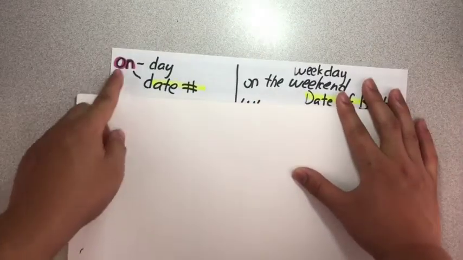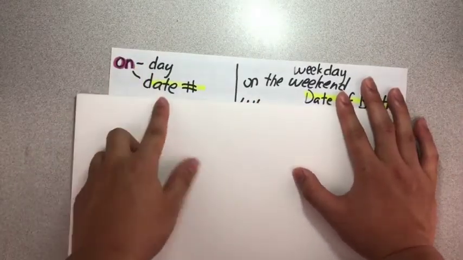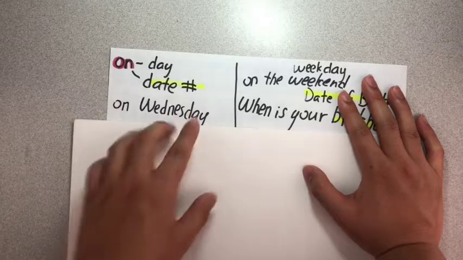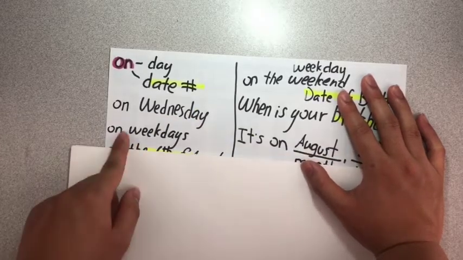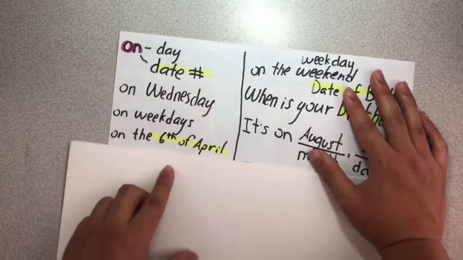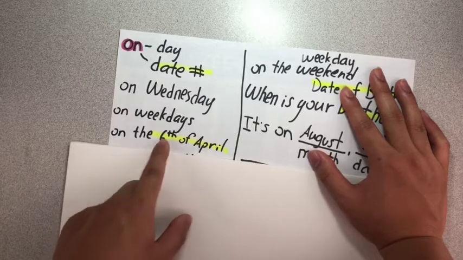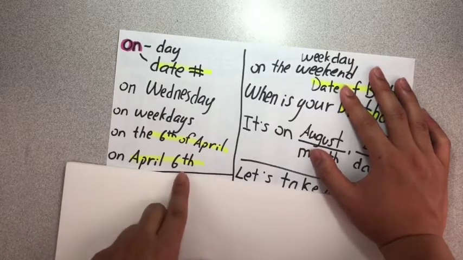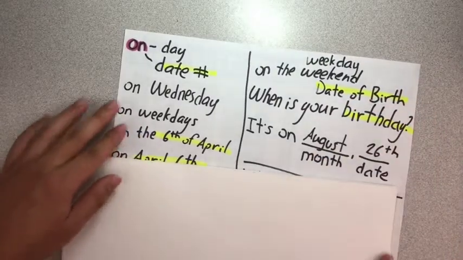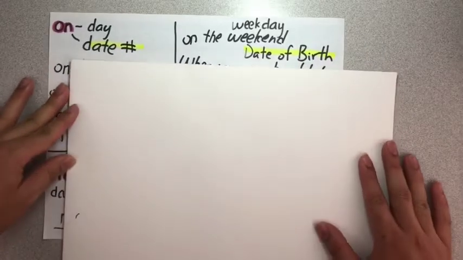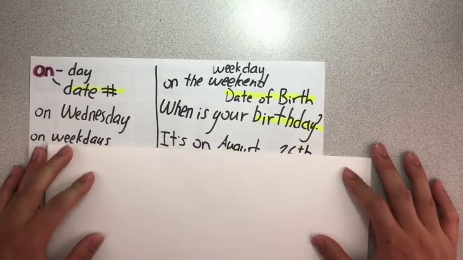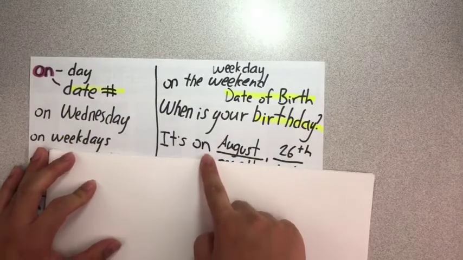On. On is for days or the date. Days. So we say on Wednesday, on the weekend, on weekdays, on Tuesday, on Thursday. If we have a date, on the 6th of April, on April 6th, we use on. So if I ask you your date of birth or your birthday, you say on. So when is your birthday?